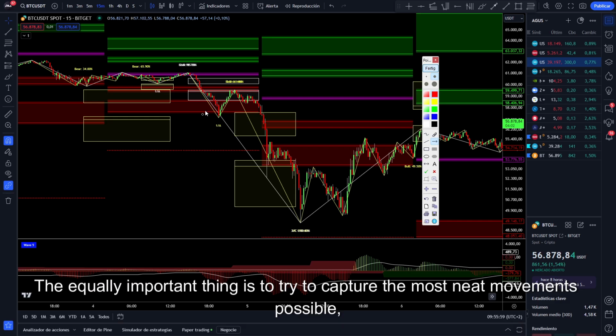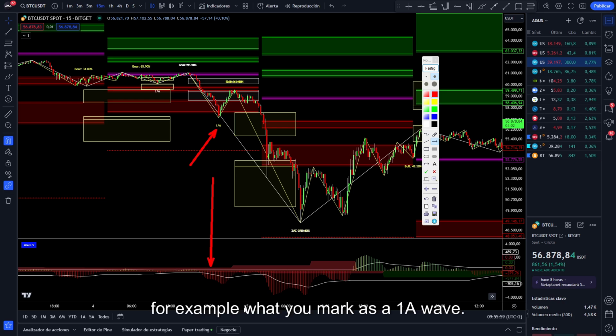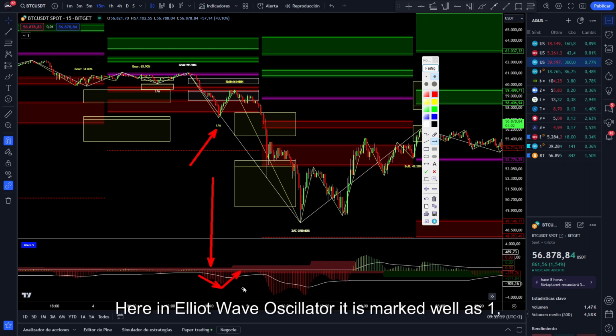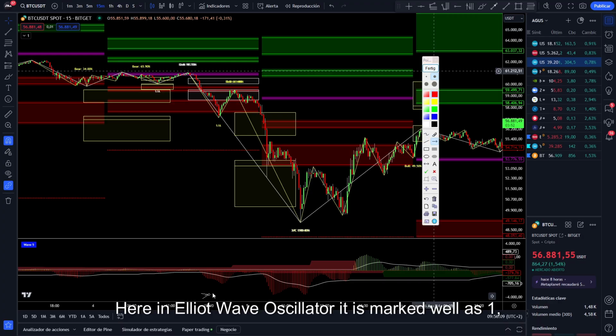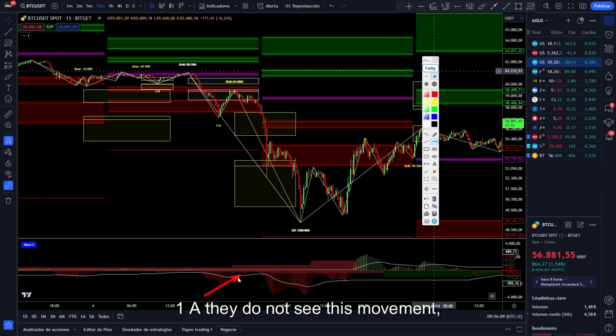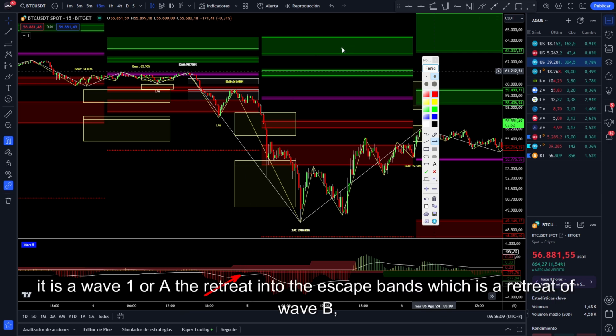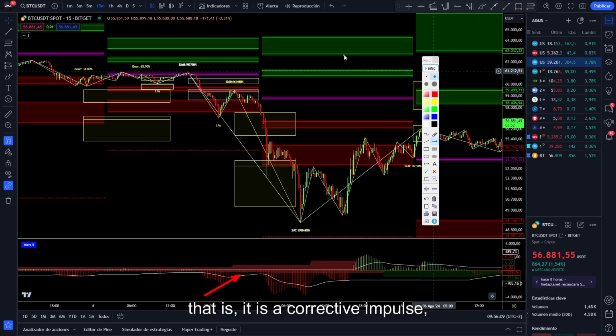The equally important thing is to try to capture the neatest movements possible. For example, what you mark as a 1A wave. Here in the Elliott wave oscillator, it is marked well as 1A. They do not see this movement. It is a wave 1 or A, the retreat into the escape bands, which is a retreat of wave B. That is, it is a corrective impulse. It's not a directional wave pulse.